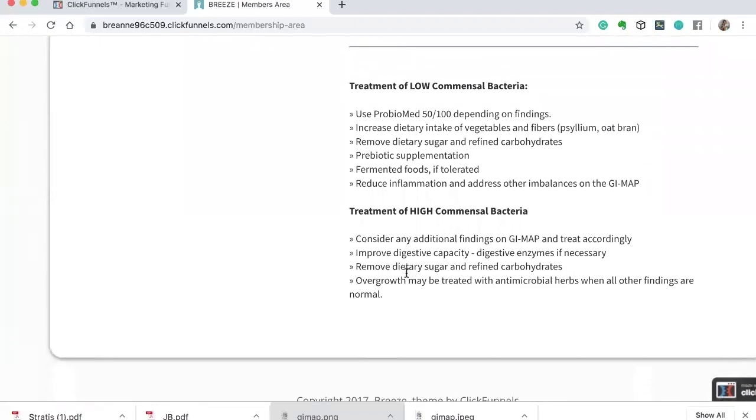Treatment of high commensal bacteria would really depend on looking at the additional findings on the GI map and treating accordingly. What is their digestive capacity? So looking at their elastase, do we need a digestive enzyme or betaine HCl? Remove dietary sugars, remove the refined carbohydrates, and we might consider treating the overgrowth, if it is significant, with a broad spectrum antimicrobial, such as GI Microbx and oil of oregano.